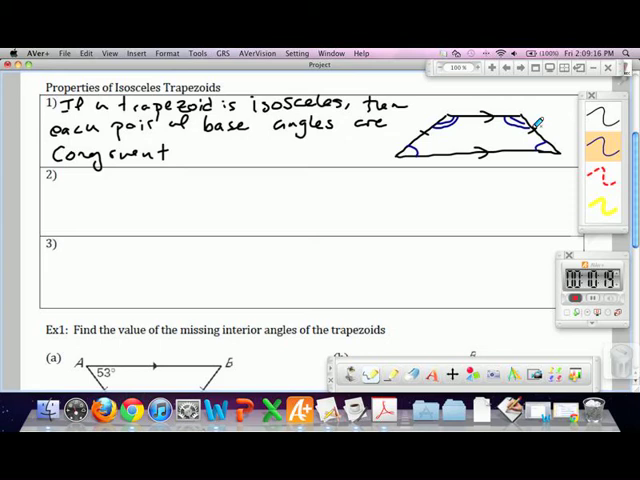Okay. The converse of this is also true. So if we have a trapezoid where the base angles are congruent, what can we conclude about the trapezoid? If I gave you that this trapezoid has two pairs of base angles that are congruent, then it's going to be an isosceles. Okay, so the converse of this is also true.